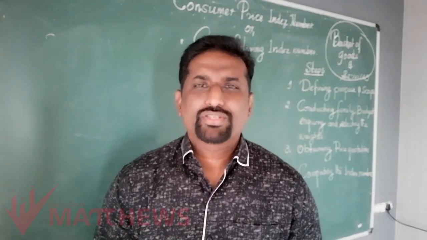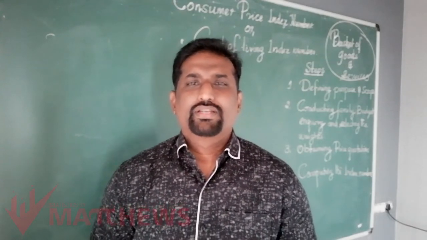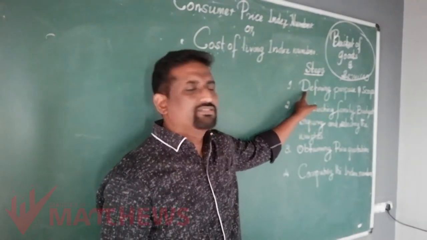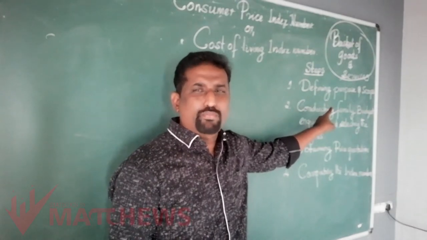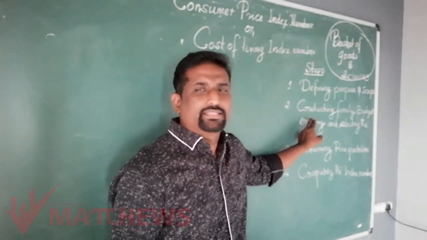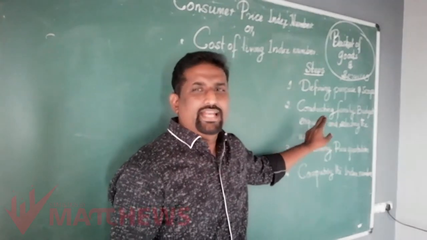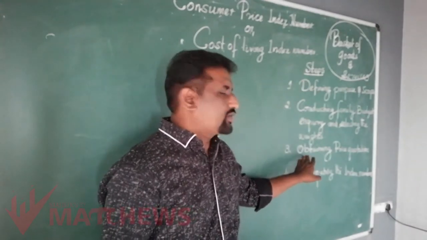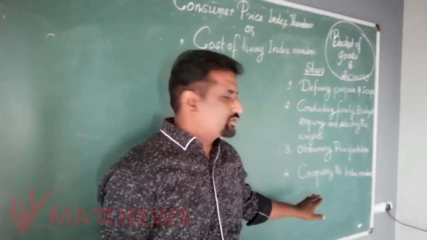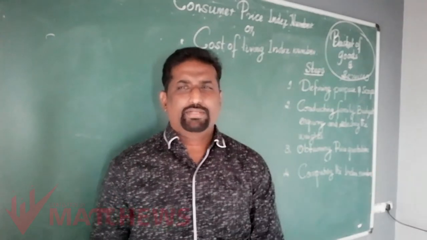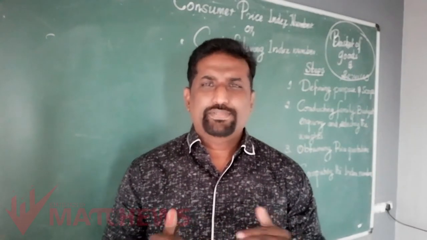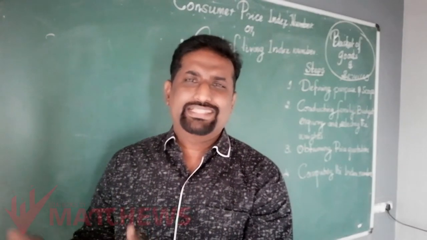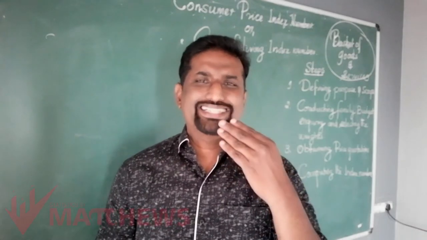The explanation is given to you in 4 points, and these are the 4 points written on the board here. Number one is defining the purpose and the scope. Number two is conducting family budget inquiry and selecting the appropriate system of weights. The third one is obtaining price quotations, and the fourth one is computing the index number. These are the 4 steps, students. Steps in the construction of consumer price index number has 4 steps.